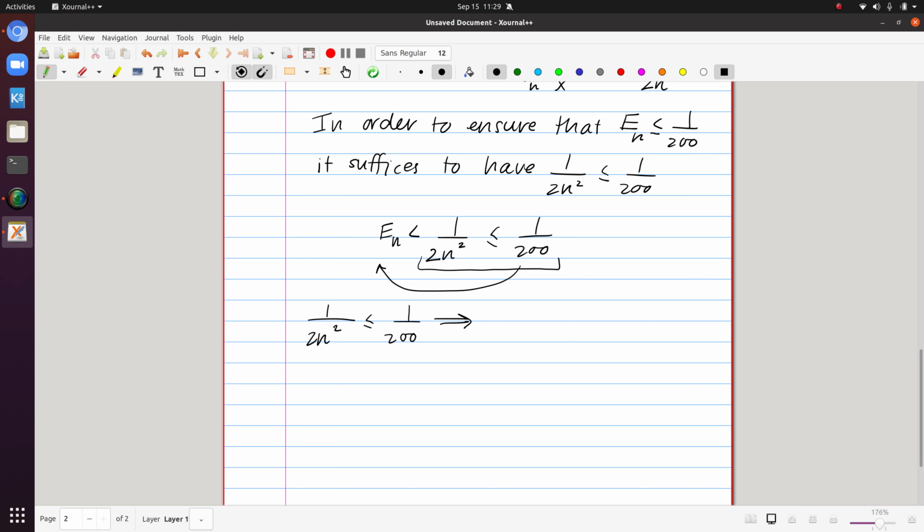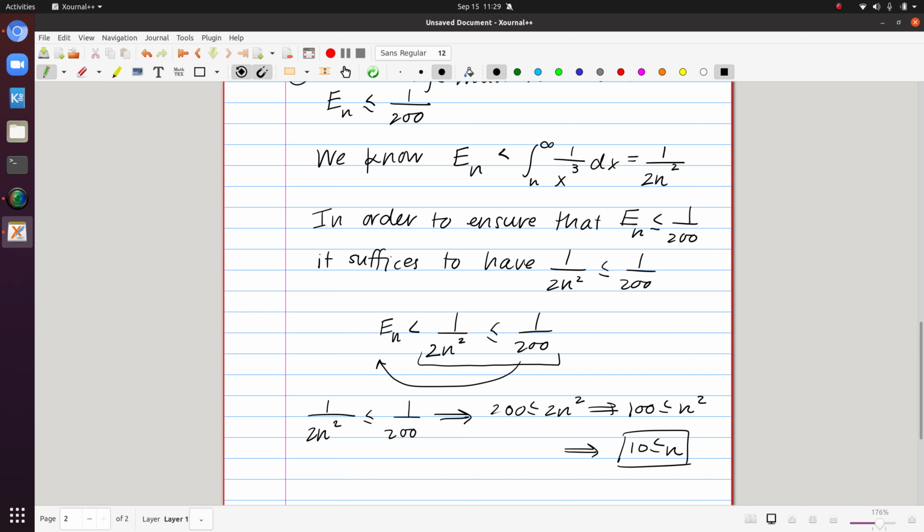That's equivalent to needing 200 to be less than or equal to 2n squared, or 100 being less than or equal to n squared. And taking the square root of both sides, we get that we need n to be greater than or equal to 10.